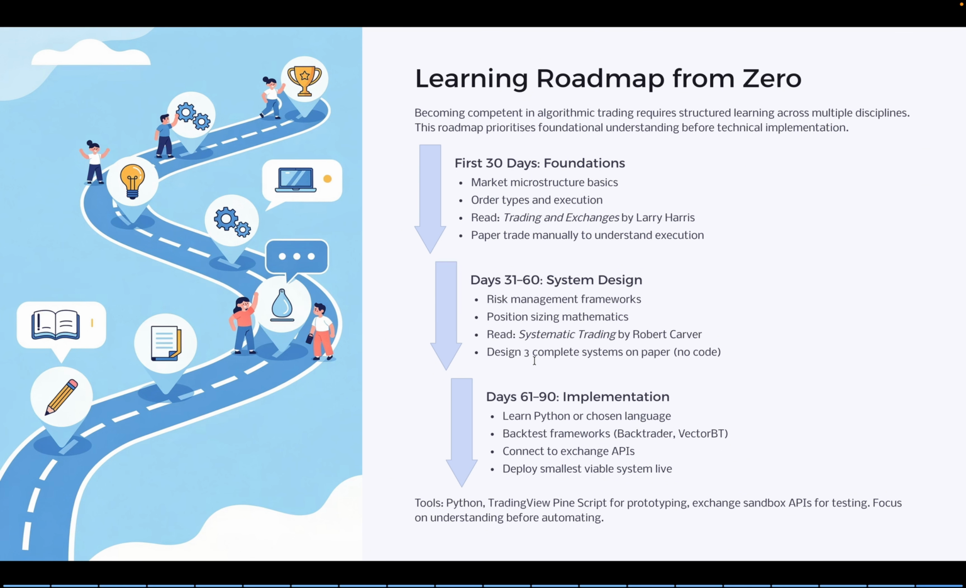And then for the next 30 days, you can do the implementation. For example, you can learn Python, or you can learn Rust or C if you want more speed. And then you have to learn backtest frameworks. For example, if you're using Python, you can learn vectorbt and all those things. And you can also make your own backtesting framework.